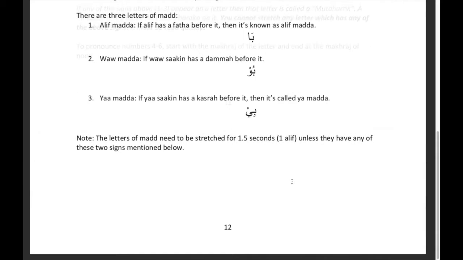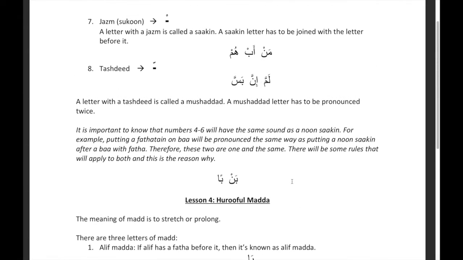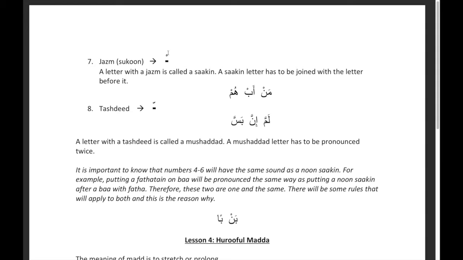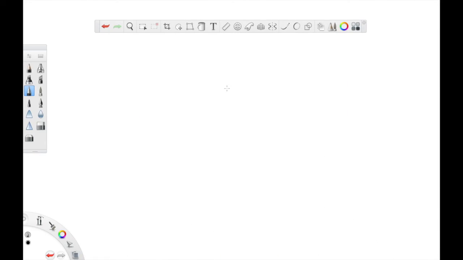Okay, this was explained. And then we have these two signs. So jazm or sukun is this sign right here, circle. Or depending on which type of script you have, in the curriculum it was this, you may have the comma or the half moon, or you may have a hat like this. So all three of these are sukun or jazm.